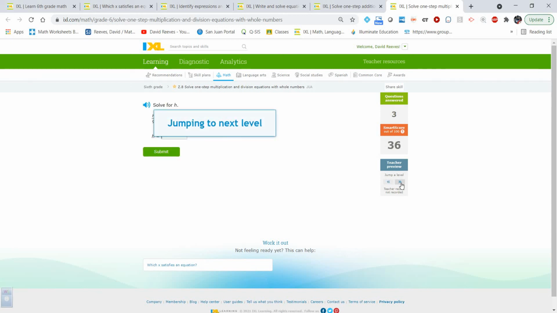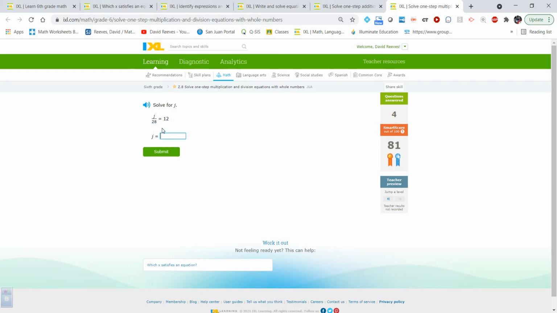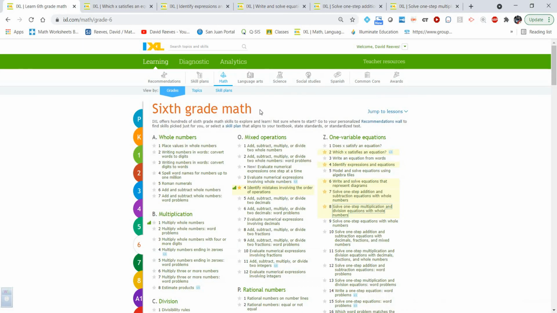Again, when we go up, the only thing that's going to happen is the numbers are going to get a little bigger. All right, what's the inverse of dividing by 9? Multiplying by 9. 9 times 6 is 54. All right, and if we go up to the next level, now we would have to do 28 times 12 to get the answer. I'm going to let you go ahead and do that on your own.